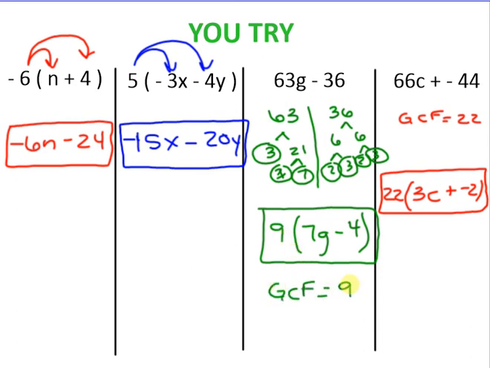Your GCF was 9. You should have gotten 9 parentheses 7g minus 4. And then for the fourth one, your GCF was 22. So you should have gotten 22 parentheses 3c plus negative 2.